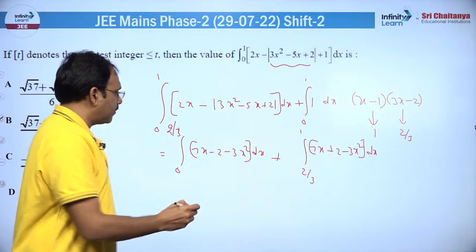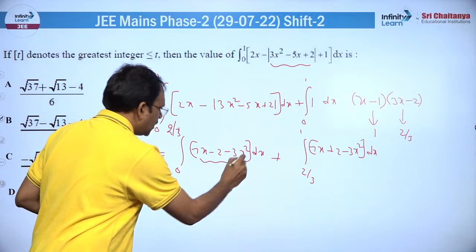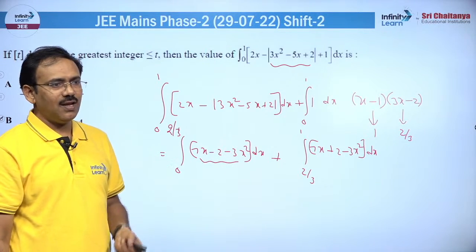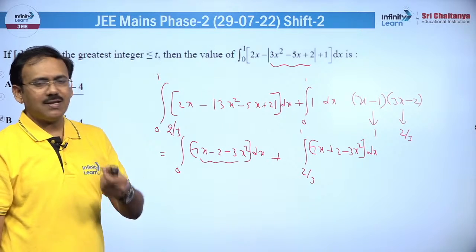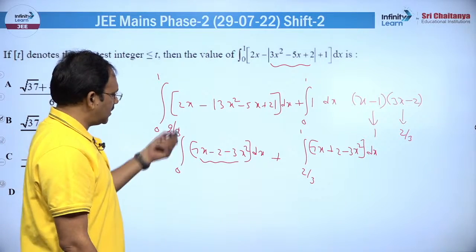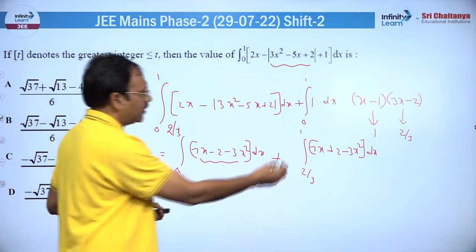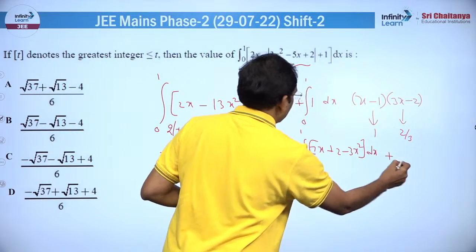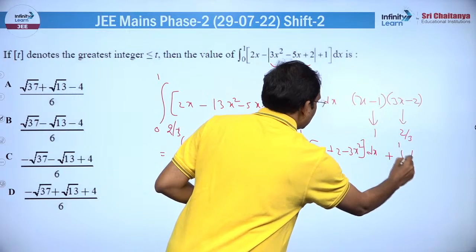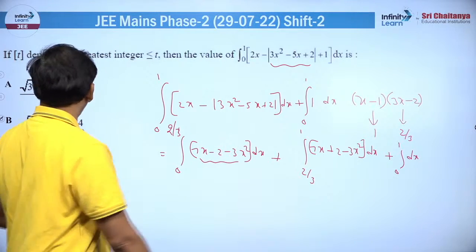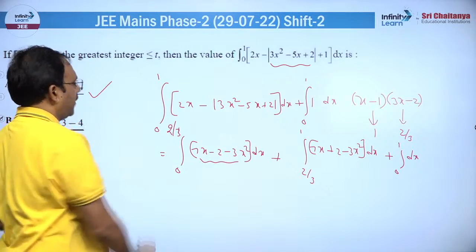Now, you just observe this particular expression's range in the interval 0 to 2 by 3. Accordingly, you need to split and do, my dear friends. You just see where it is an integer and you are going to get the answer. Just the working is to be done, and this part is also there, integral 0 to 1 dx. This is going to be 1. You can just simplify, you are going to get the answer to be option A, my dear friends.